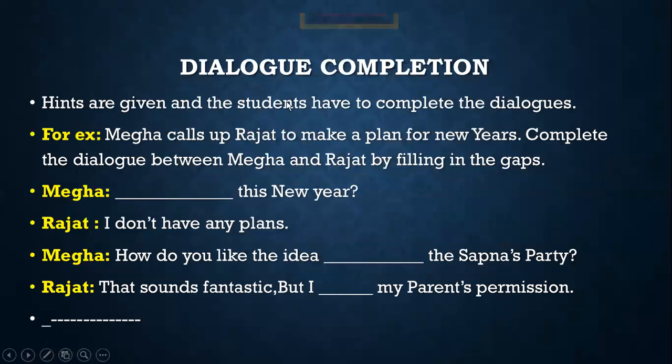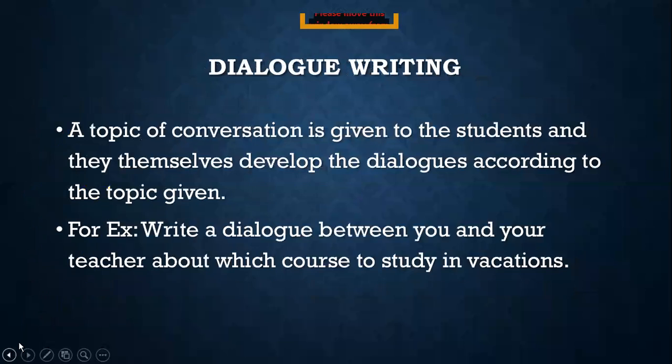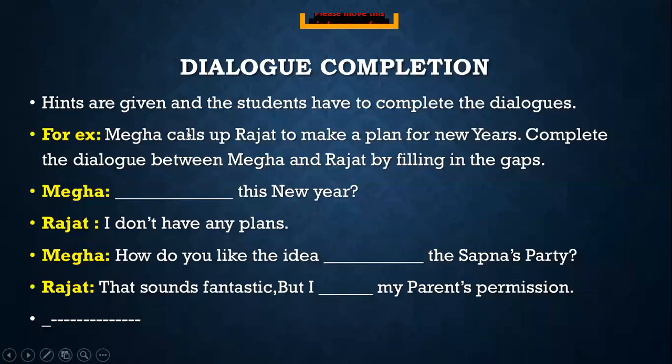And next is dialogue completion. In dialogue completion, hints are given and the students have to complete the dialogues. In the previous one, only the heading is given, and in dialogue completion, the hints are given and the students have to complete the dialogues. For example, Megha calls up Rajat to make a plan for New Year's. Complete the dialogue between Megha and Rajat by filling in the gaps. This is just an example.